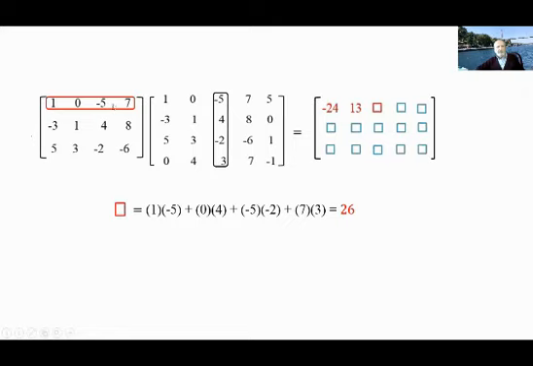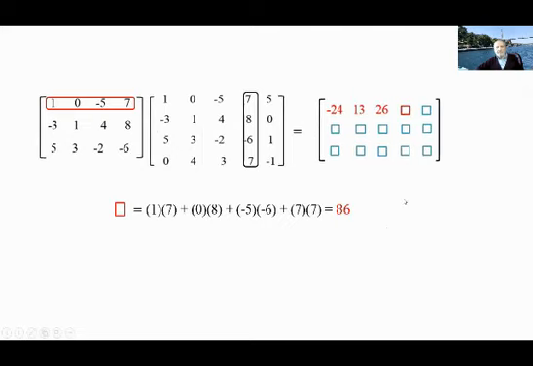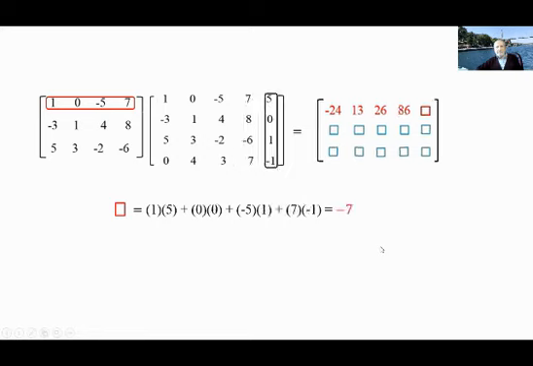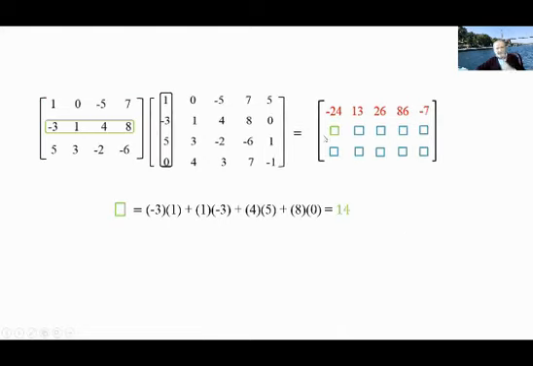This one is first row, third column. You do the math, you get 26. You fill it up here. And now do the same thing. First row, fourth column. You get 86. Now this one is first row, fifth column. 1 times 5, 0 times 0, -5 times 1, 7 times -1, you get -7. Now we're done, we fill it up here. So we're done with the first row.